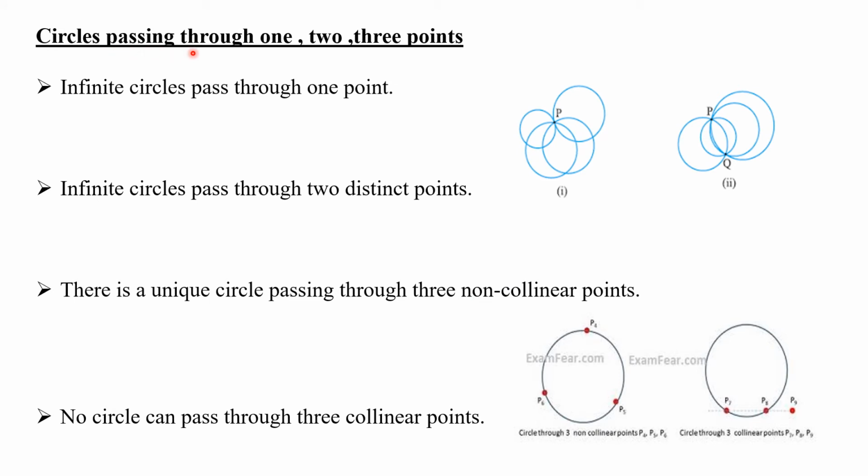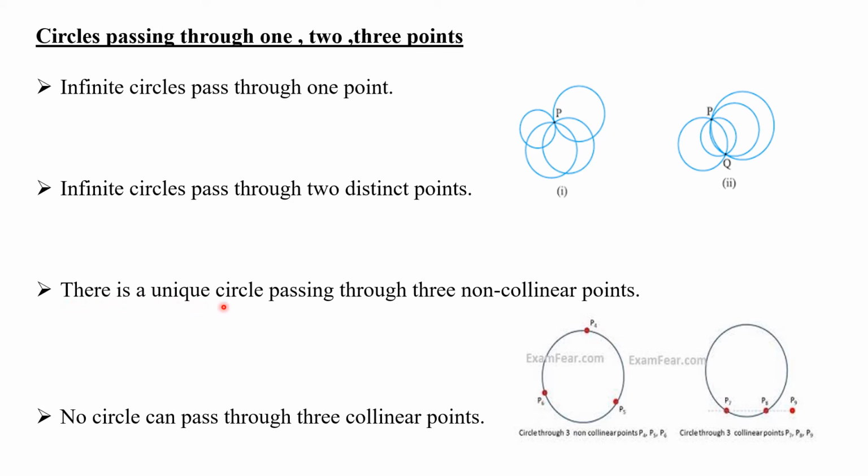Next point is circles passing through 1, 2, 3 points. First, infinite circles pass through one point. See here first figure. P is the 1 point, and we see here 1, 2, 3, 4, 5 circles are passing through this point, and also we can draw many circles passing through only 1 point. Next, infinite circles pass through 2 distinct points. See the second figure. Here point P and point Q are given, and here also 5 circles are passing through these 2 points, and also we can draw many circles passing through these points.